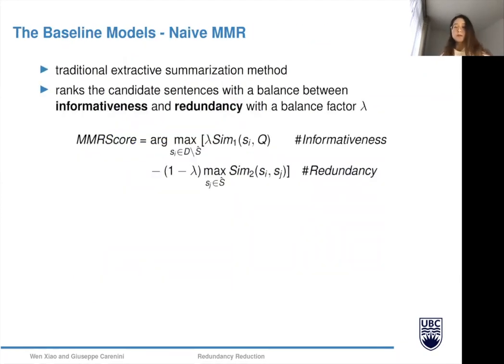Before jumping to the exploration of redundancy reduction methods, we first introduce two baseline models we use in this work. The first one is naive MMR. It is a traditional extractive summarization method, and it ranks the candidate sentences with a balance between informativeness and redundancy with the balance factor lambda. As you can see from the equation, the first term represents how much information the sentence contains, and the second term measures how redundant the sentence is compared with the previously selected sentences.